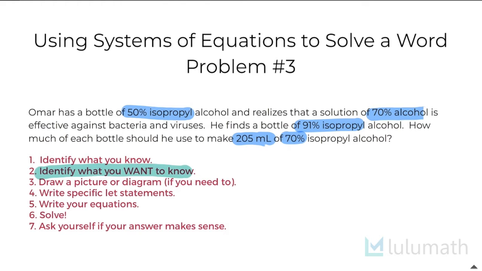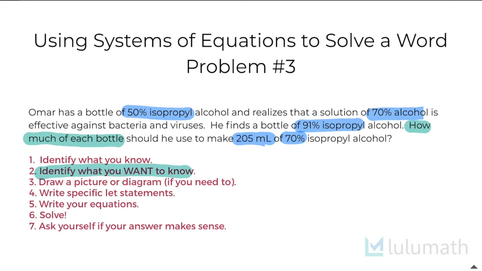I want to know how much of each bottle. Okay, so how much 50% isopropyl alcohol do I need? How much of the 91% alcohol do I need? Now, step 3 says to draw a picture or a diagram if you need to. Drawing a diagram isn't going to help me out so much with this question, so I'm going to skip that step. Step number 4 is to write specific let statements.